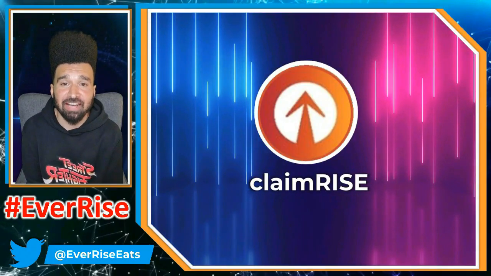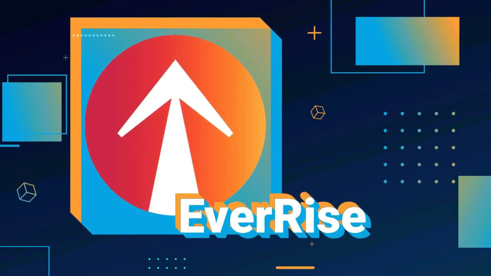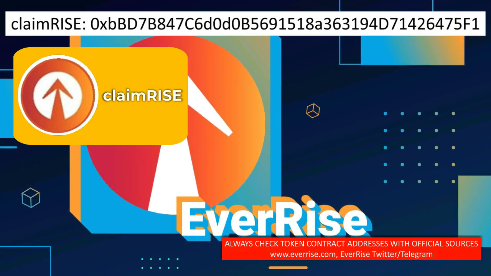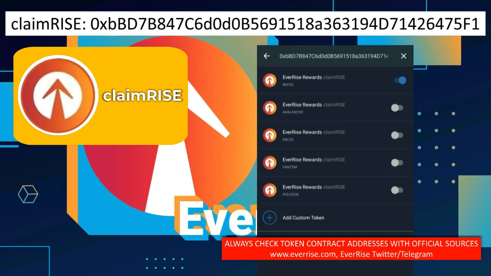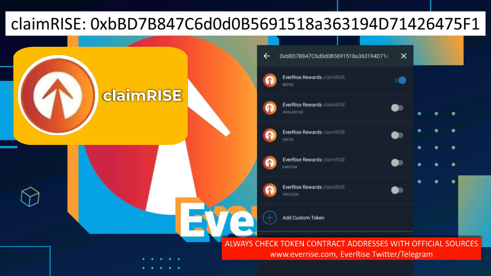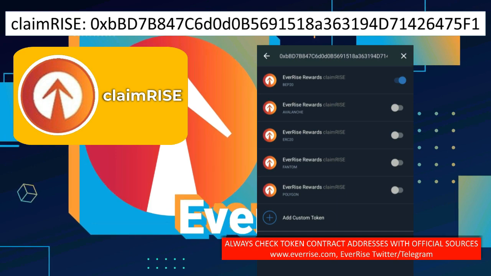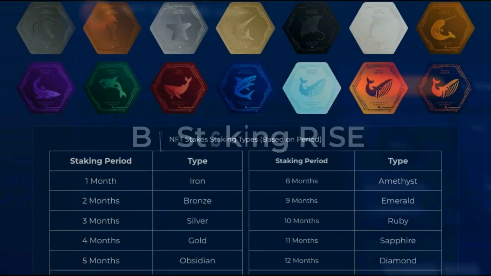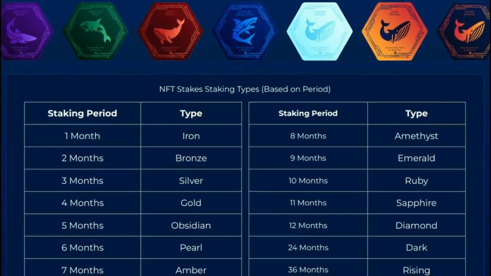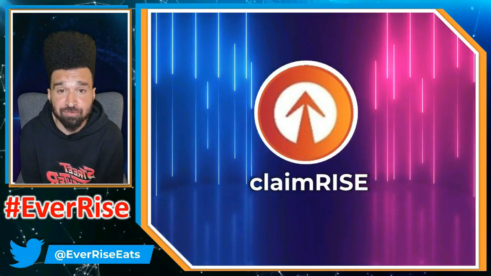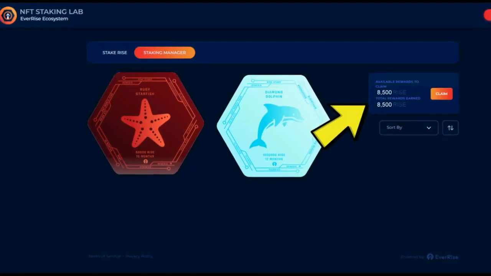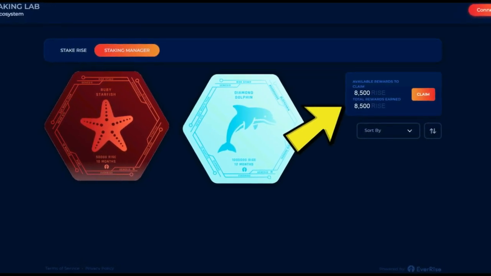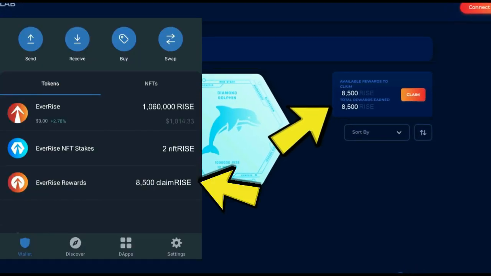Next, we have claimRISE. This, like the other tokens, can be made viewable in your wallet by using the contract address displayed on screen now. And like all the others, once again, claimRISE has the same contract address for all blockchains. Now, when you mint an NFT stake, you are staking your RISE tokens for a specified amount of months, and for this commitment to EverRise, you are given rewards in the form of more RISE. At regular intervals, you will see your rewards increase, and these rewards can be viewed both in the NFT staking lab, but also in your wallet as claimRISE.